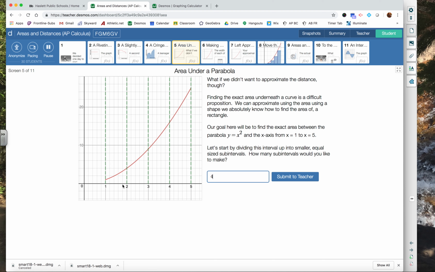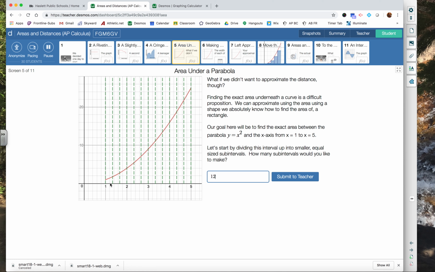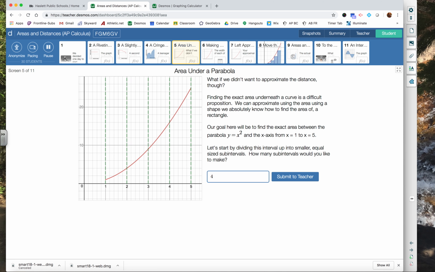So to figure out how wide each one of our rectangles is going to be, we take the right endpoint minus the left endpoint, and we divide it by the number of rectangles that we're going to make, okay? If we have 8 here, now all of a sudden each one of these is 1/2 of a unit. If we made it 12, each one of them is going to be 1/3 of a unit. Just to make this kind of easy, let's just go with 4. And so each one is a nice, neat 1 unit here.